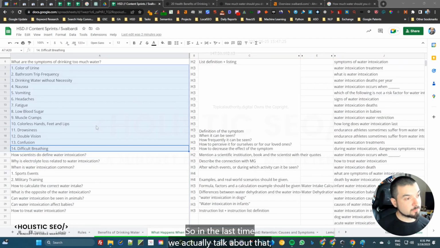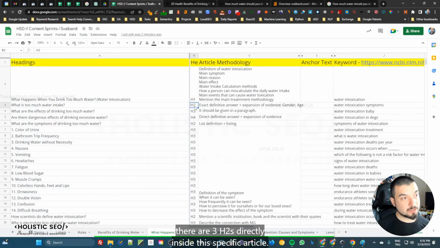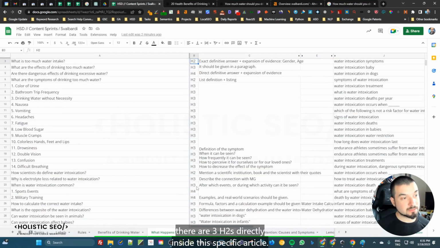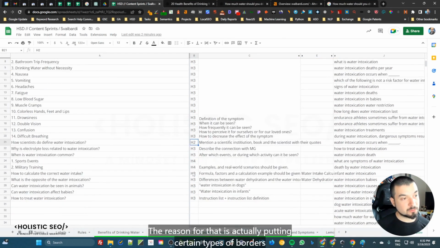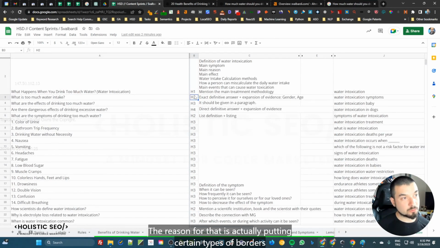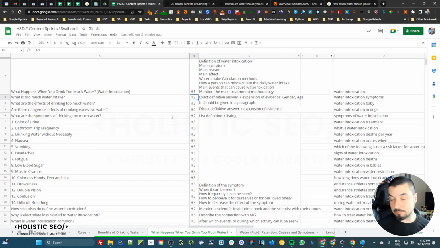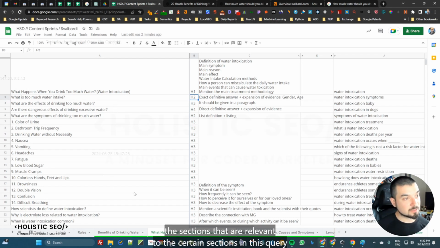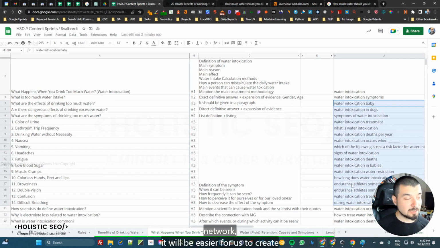So last time, we talked about the three H2s directly inside this specific article. The reason for that is putting certain types of borders and consolidations around certain sections of the article. If you are able to consolidate the format and the context for the subsections of an article, the sections that are relevant to certain sections in this query network, it will be easier for us to create relevance while also protecting the context. This is something that we call context sharpening.